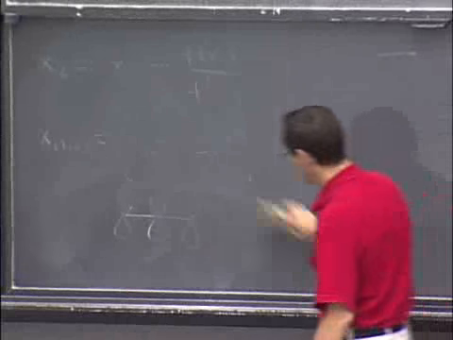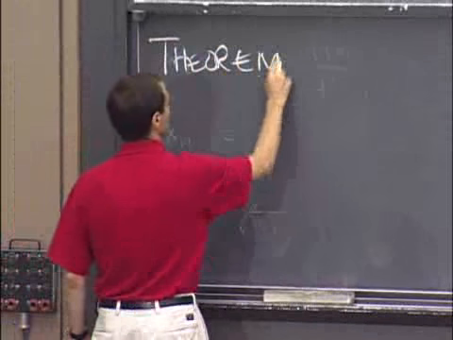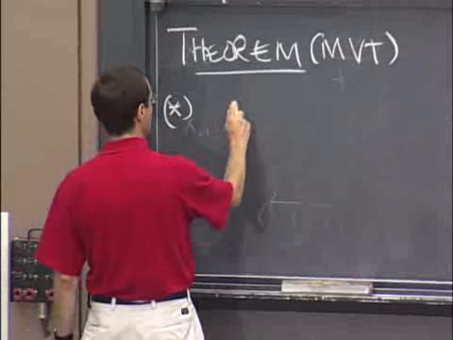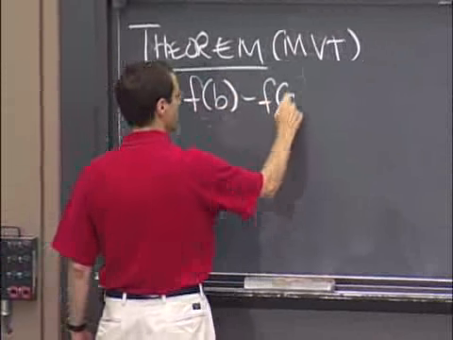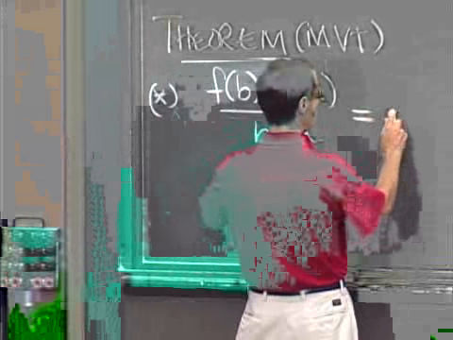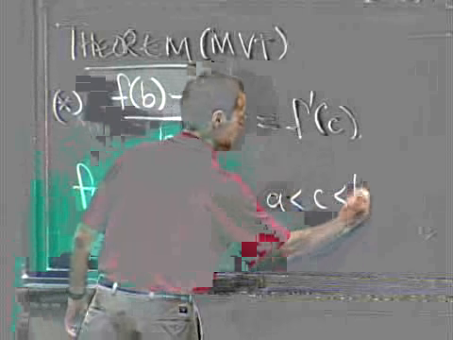So now I'm going to state it in math symbols, the same theorem. And it's a formula. It says that the difference quotient, so this is the distance traveled divided by the time elapsed, that's the average speed, is equal to the infinitesimal speed for some time in between. So some c, which is in between a and b.